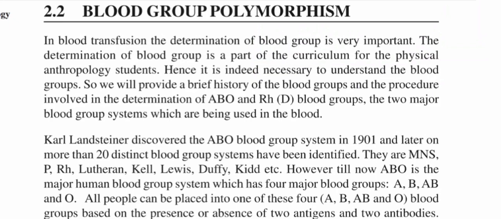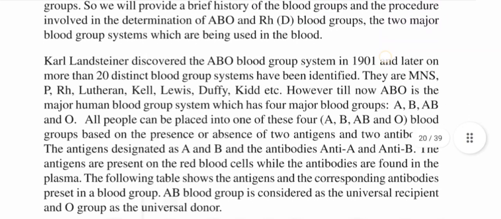Carl Landsteiner discovered the ABO blood group system in 1901, and later on more than 20 distinct blood group systems have been identified. They are MNS, P, RH, Lutheran, Kell, Lewis, Duffy, Kidd, etc. However, till now ABO is the major human blood group system, which has four major blood groups: A, B, AB and O. All people can be placed into one of these four: A, B, AB and O blood groups based on the presence or absence of two antigens and two antibodies.